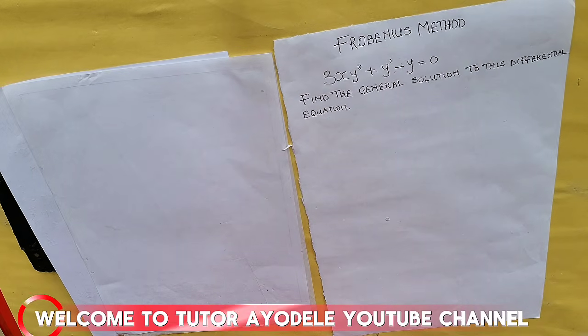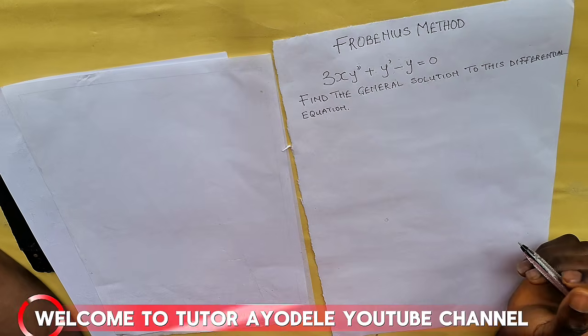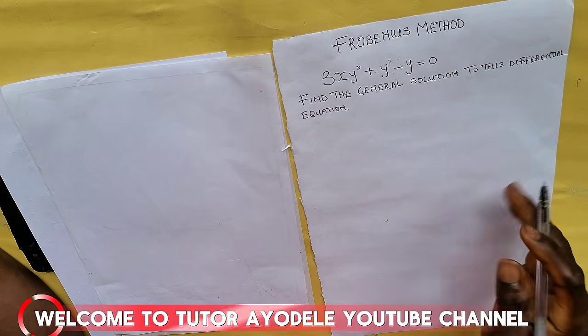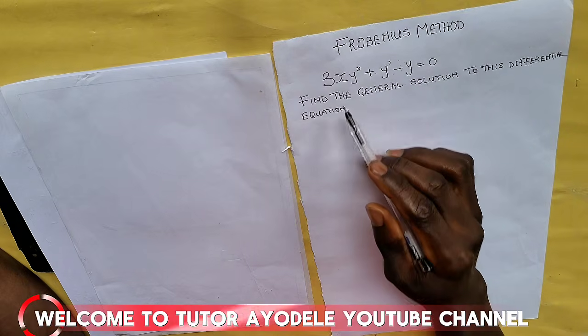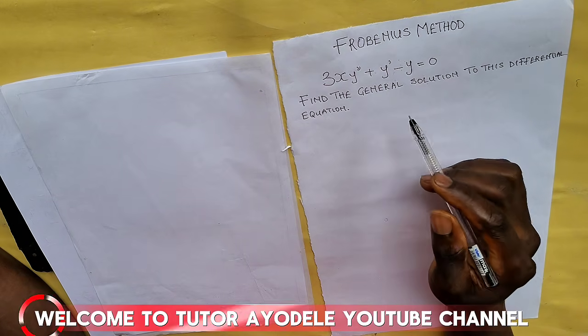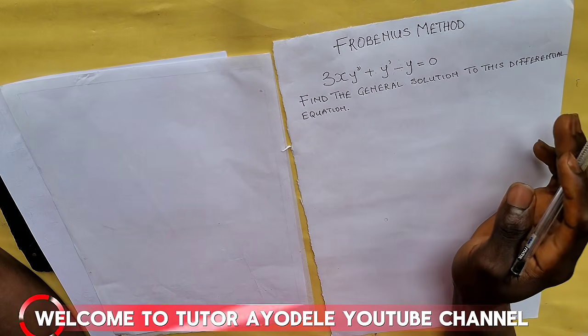Today we'll be looking at how to use Frobenius method to solve a differential equation. So we are given this differential equation: 3x y double prime plus y prime minus y equals 0.